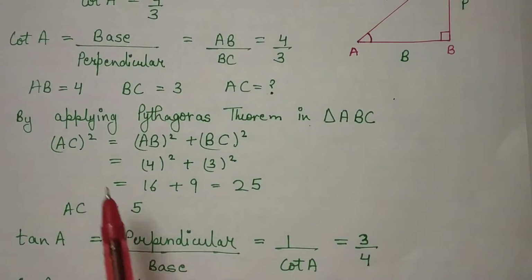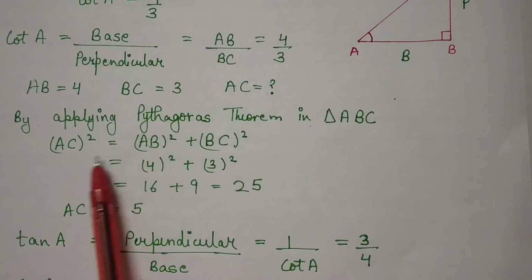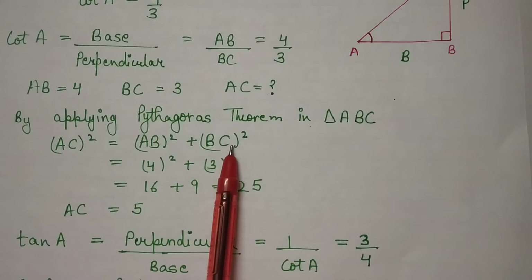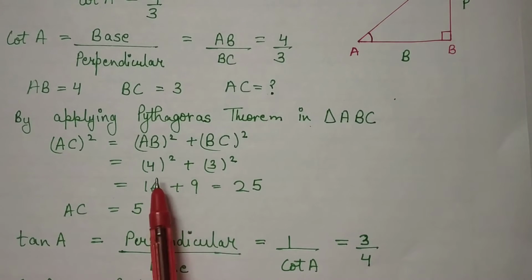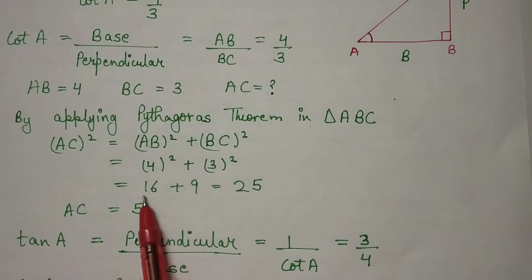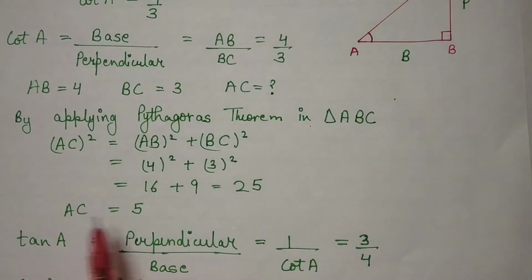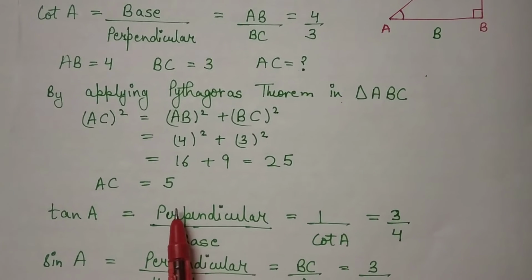So applying Pythagoras theorem, AC square, hypotenuse square, is equal to perpendicular square plus base square. Putting the values, taking the square, 4 into 4 is 16, 3 into 3 is 9, 16 plus 9 is equal to 25. Then taking the square root, AC is equal to 5. The third side of the triangle I have got.